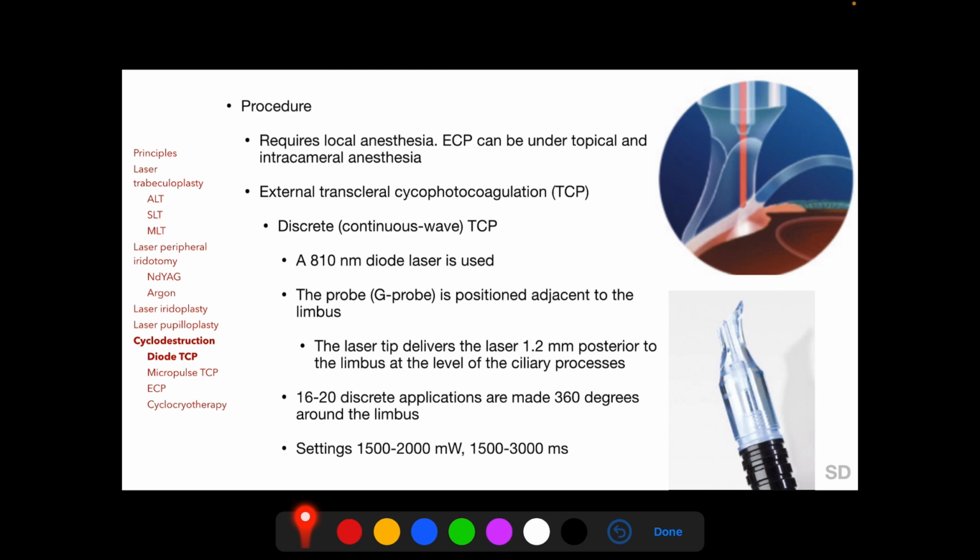In discrete or continuous wave TCP, an 810 nanometer diode laser is used and a probe called the G probe is positioned adjacent to the limbus as shown here in this photograph. When the G probe is appropriately positioned adjacent to the limbus, the laser probe as seen here delivers the laser 1.2 mm behind the limbus and thus focuses the laser at the level of the ciliary processes. And 16 to 20 discrete applications are made 360 degrees around the limbus.